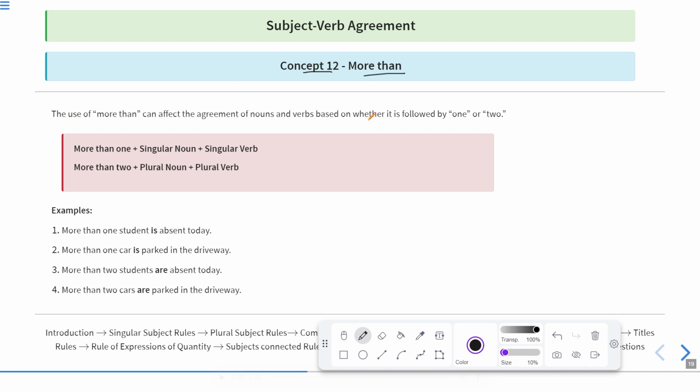Now, another concept is the "more than" rule. Okay, now what is the "more than" rule? When we use this phrase "more than" in our sentence, we can have two situations: either the use of "more than one" or "more than two".